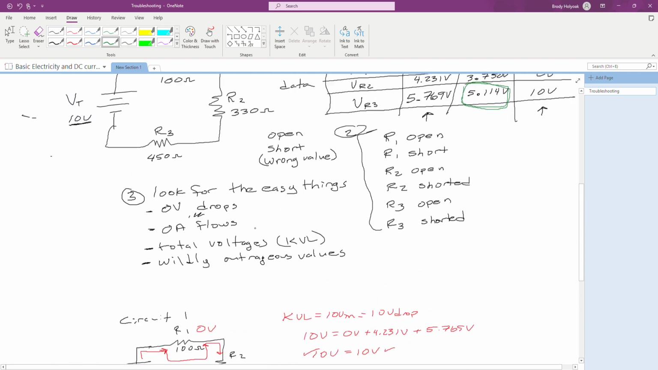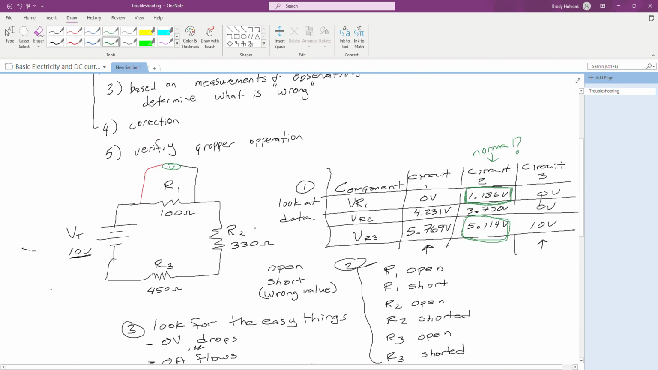And so then if we come back up to this list, we have determined that up here, we had R1 was shorted. We know that one for sure. And then we know that this went from normal question mark to normal, because everything matches up to what we calculated it should be.